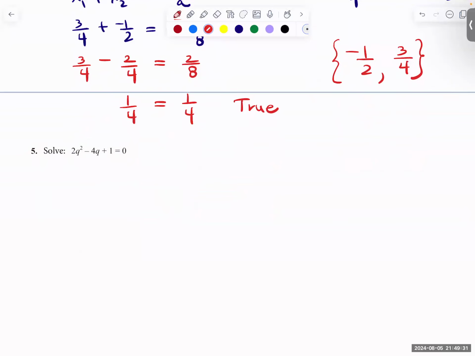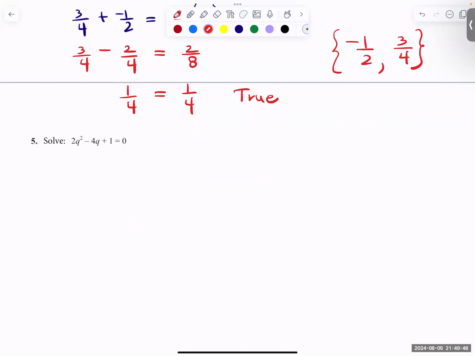Number 5 is a quadratic equation, and the instruction is only to solve. It doesn't say by what method, by factoring, by completing the square or the quadratic formula, so you would have a choice. But maybe you can quickly see that this is not factorable, right? Because the greatest common factor of all three terms is 1. And the constant one, its only pair of factors is 1 times 1, and there's going to be no way to get a middle term of 4q. So the factoring is not going to work.